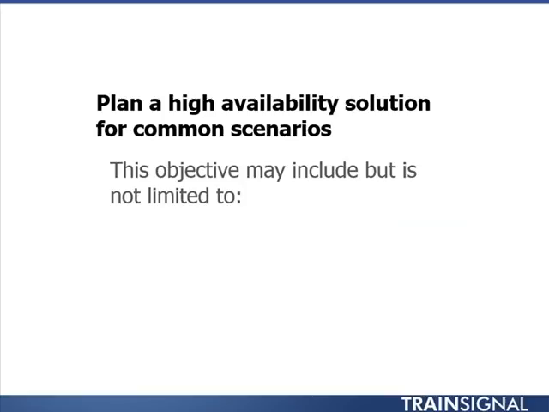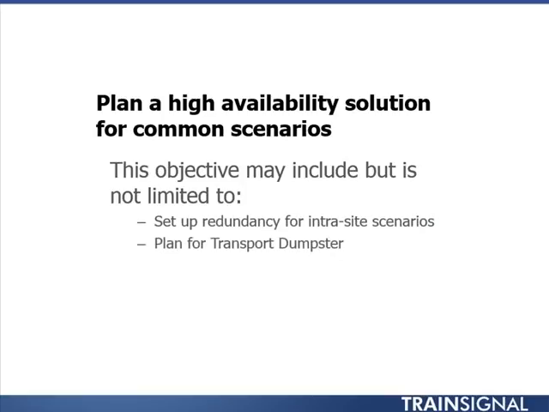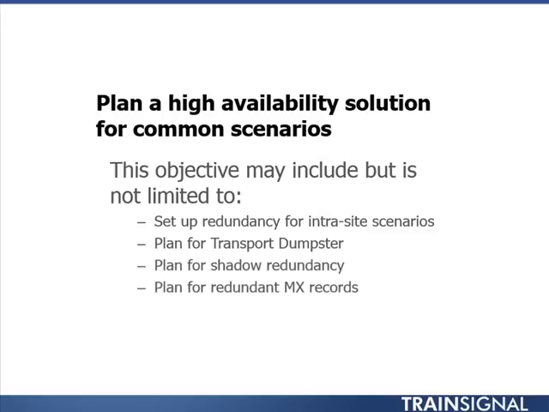Now this objective may include, but is not limited to, set up redundancy for intra-site scenarios, planning for the transport dumpster, planning for shadow redundancy, and planning for redundant MX records. Keep in mind, the transport dumpster is a term that was used with Exchange 2007 and 2010, but with 2013 there have been enhancements made, and this is now called the safety net. Nevertheless, the exam objectives still use the term transport dumpster in the focus list for the various subjects that you need to hone in on, so we list it here as well.